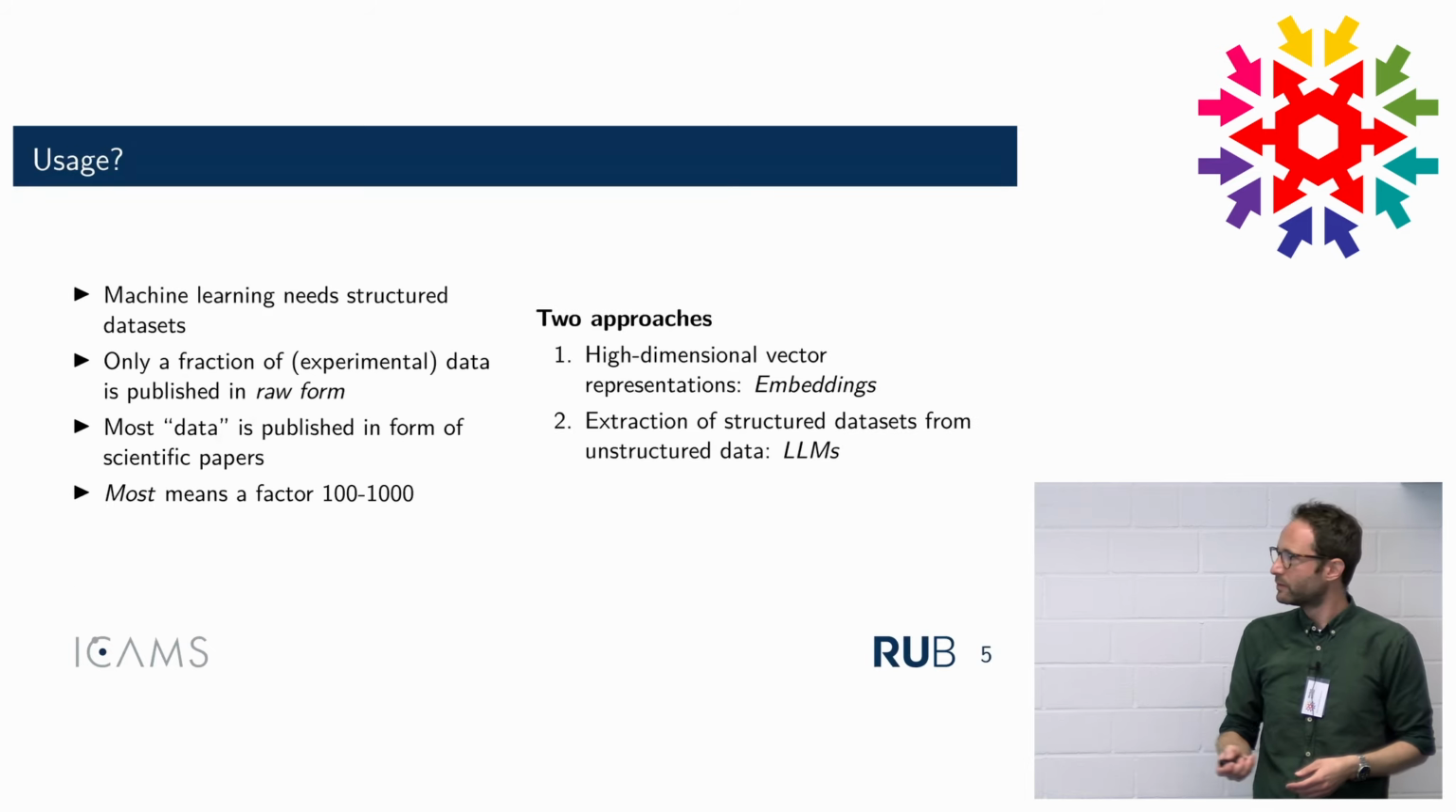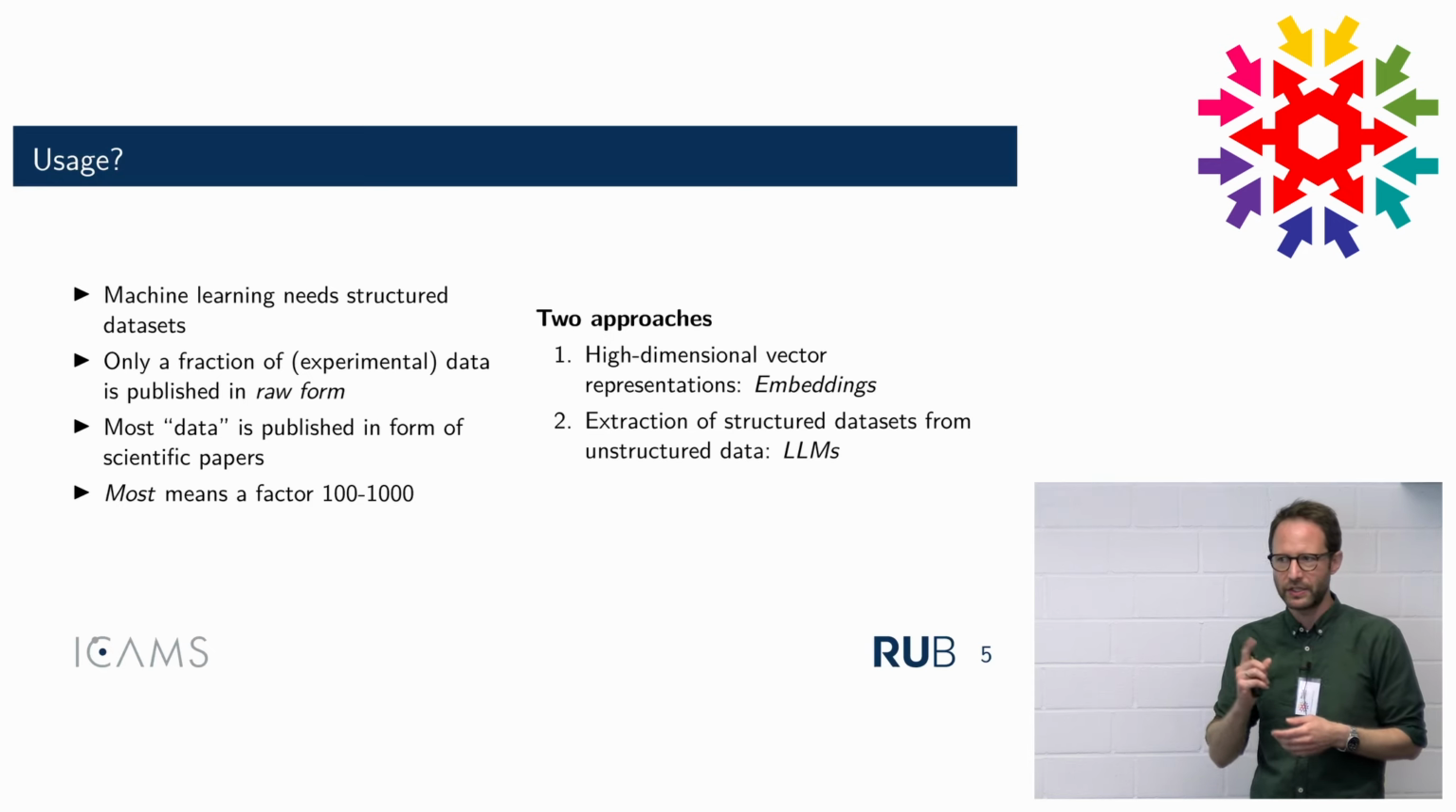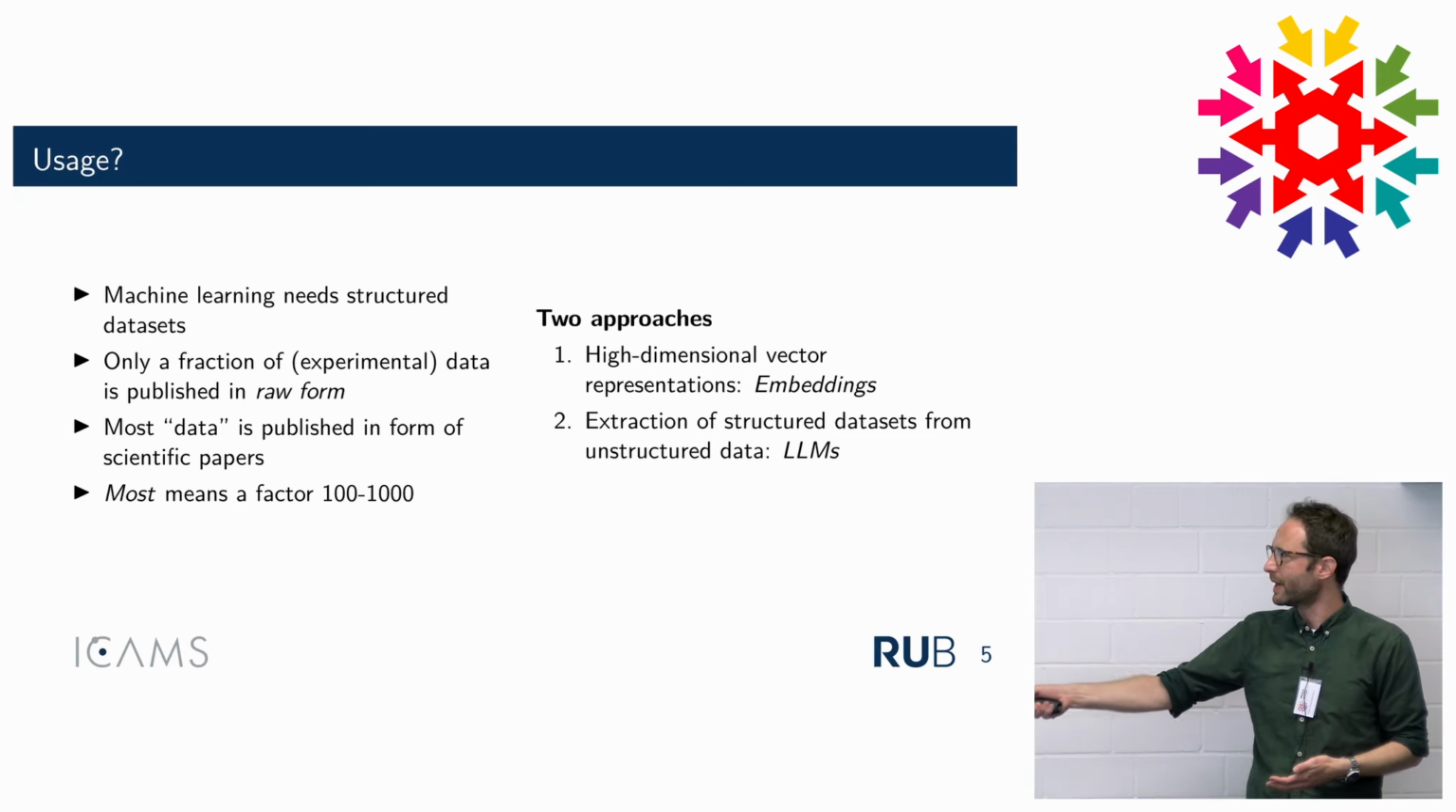So what do we need for machine learning, for acceleration, for a lot of data? We need structured data sets. And as I said, only a fraction of the experimental data is published in raw form, so you have access to raw data that is computationally accessible. Most is published in papers, and most means orders of magnitude more.